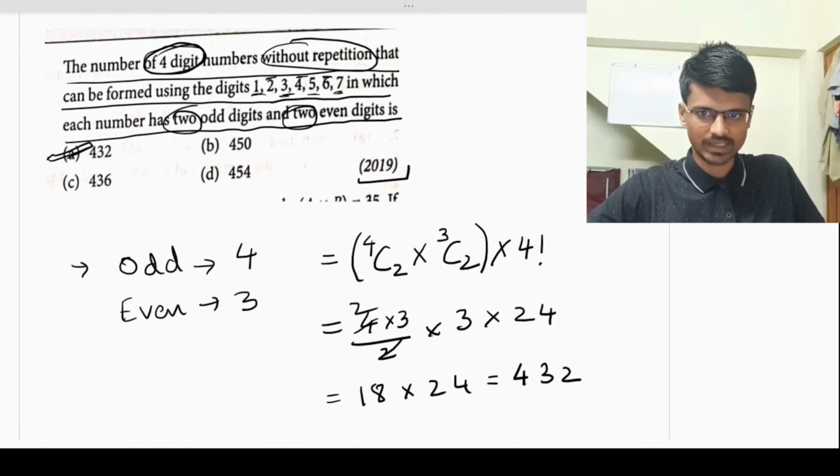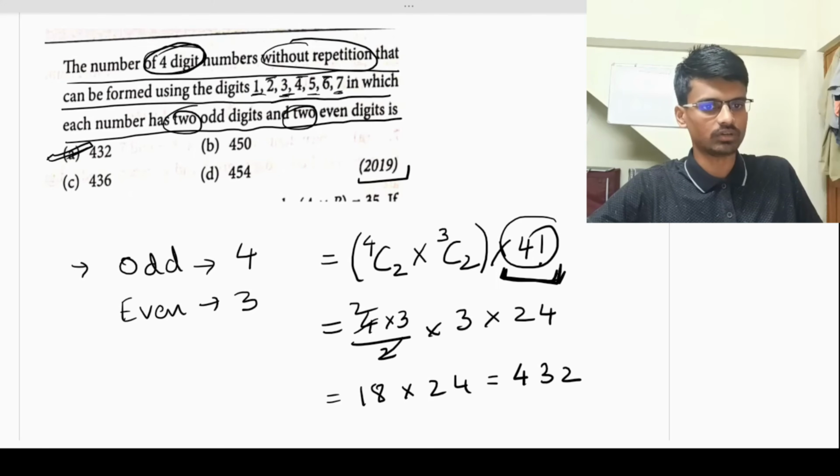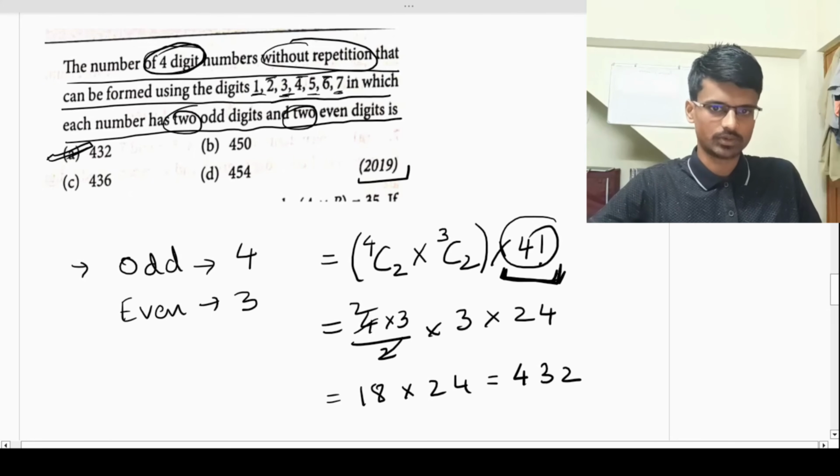So this is slightly, you can miss this part. You have to multiply this with 4 factorial. Why? Because once you have selected those 4 digits, those 4 digits can again be arranged in 4 factorial ways. Each selection can be arranged in 4 factorial. Just don't miss this step, to multiply it with 24. Okay, that is how you solve this question.